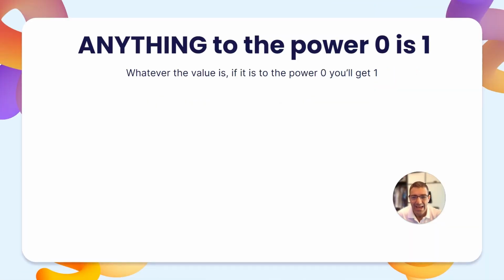In practice, anything to the power 0 is 1. What does that mean? Well, if you have 3, which is a number, to the power 0, the result is 1. If you have 10 to the power 0, the result is still 1. If you have 1,000 or billions of billions of billions to the power 0, you still get a 1.